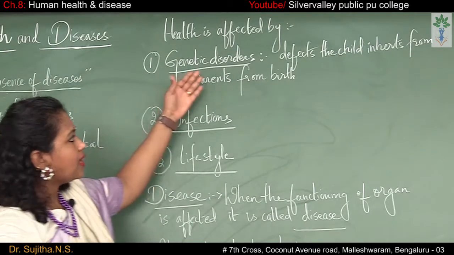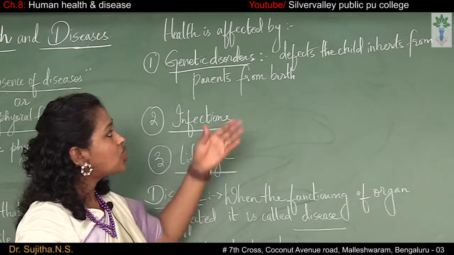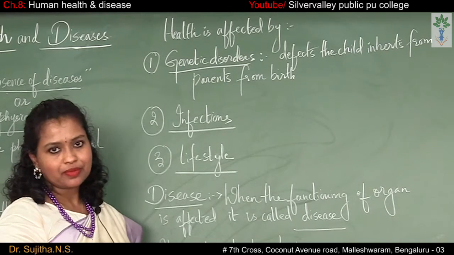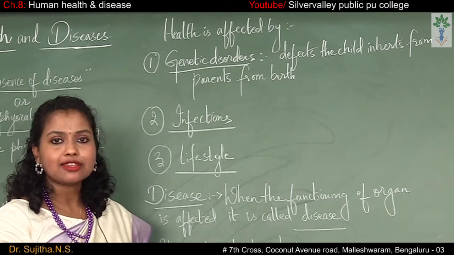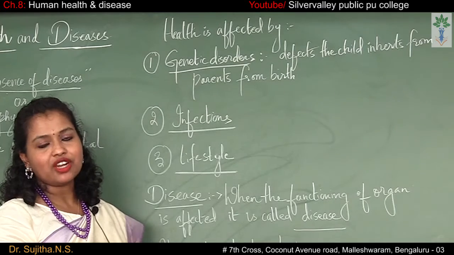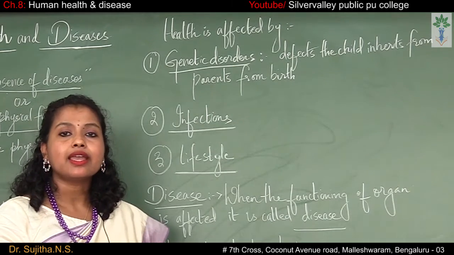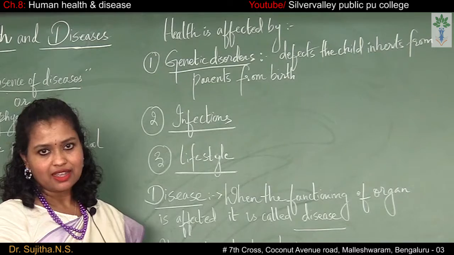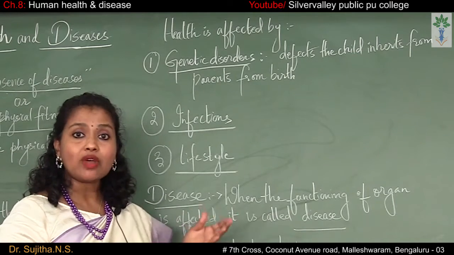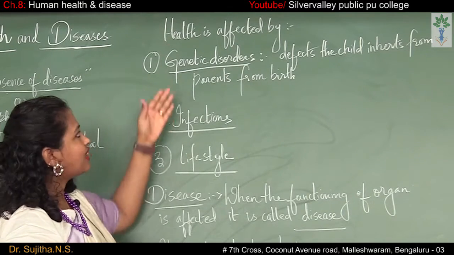Genetic disorder means a defect the child inherits from the parents from birth. Any genetic defect which the child inherits from the parents from birth, you call it a genetic disorder. So genetic disorder is one factor which affects the health of an individual. Second one is infection. If there is any pathogen which affects the body of an individual, like bacteria, viruses, protozoa, these are all disease causing microorganisms which can affect the health of an individual. Third one is lifestyle. When there is a sedentary lifestyle, when there is no regular exercise, when there is no balanced diet, these also affect the health. So, genetic disorders, infections and lifestyle are the factors which affect the health of an individual.